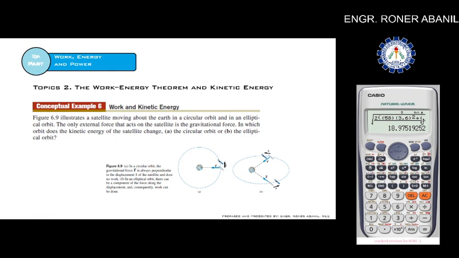So, ito naman is conceptual problem, no? Concept lang to. So, makikita natin dito sa figure na to, yung illustrate a satellite moving about the Earth in a circular orbit and an elliptical orbit. So, the only external force that acts on the satellite is the gravitational force. In which orbit does the kinetic energy of the satellite change? Circular or elliptical orbit?